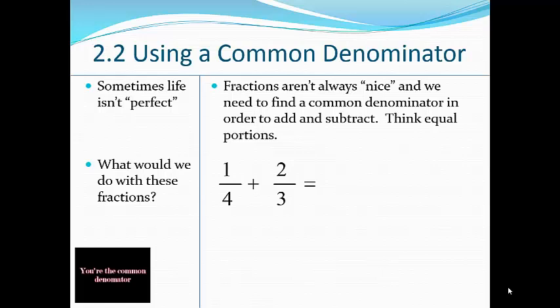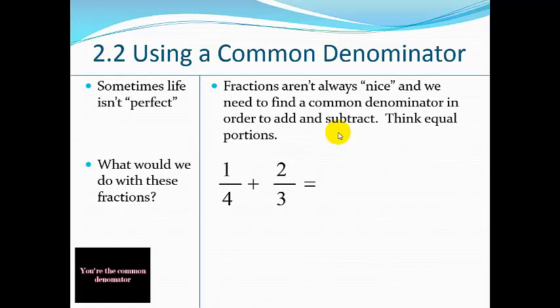So I know you were thinking it was going to be just as easy as 2.1, but unfortunately it's not. What I mean by sometimes life isn't perfect is we get different sizes of things. When we have fractions with different sizes, that's what I'm calling not so nice, because it's not as nice and easy as it was with 2.1 where we could just add our numerators or subtract. Here we actually need to find a common denominator in order to add and subtract.